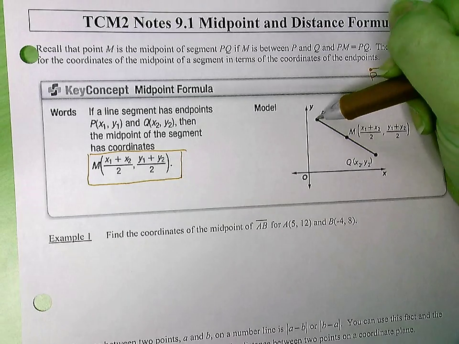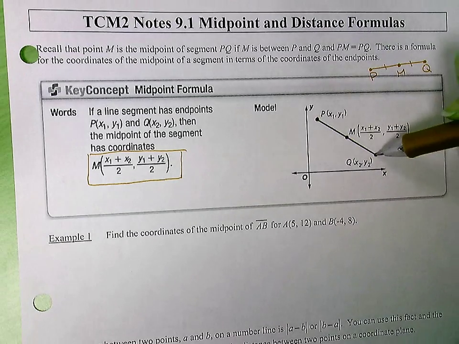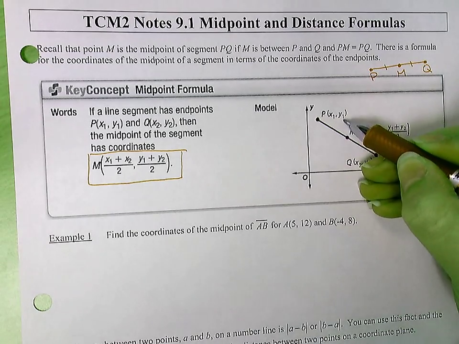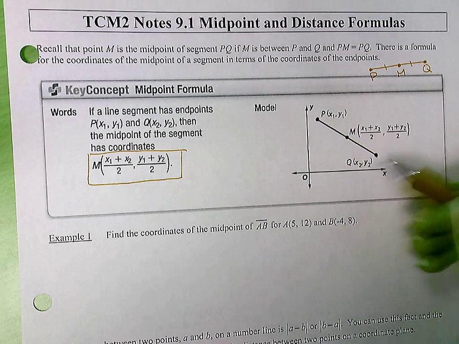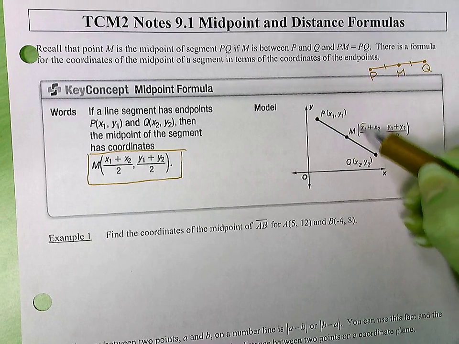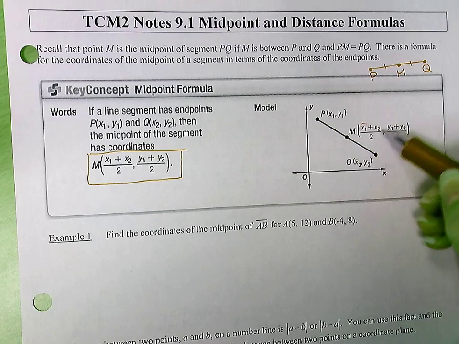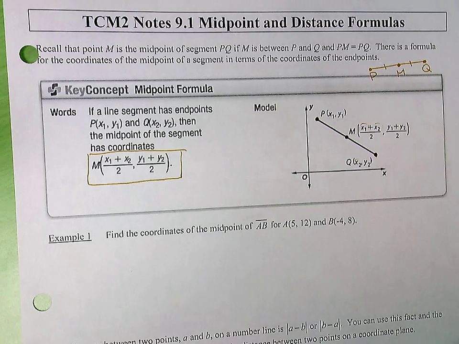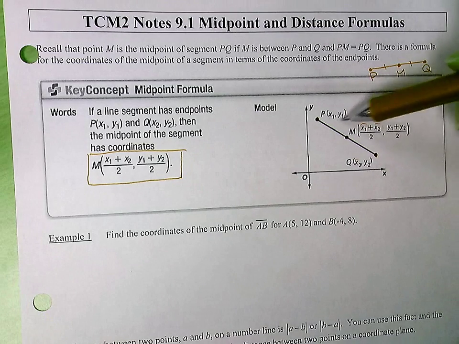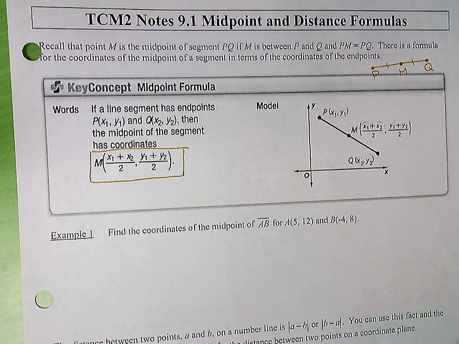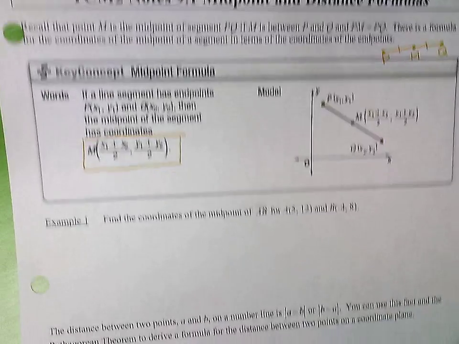Okay, so if I look at the picture here, I have point P and point Q. Point P has x sub 1 and y sub 1. Point Q has x sub 2 and y sub 2. You take that x sub 1, that goes here. X sub 2 goes here. So you're taking the x's from both points, dividing by 2. Same thing with the y's. Take the y from both points, add them together, divide by 2, you'll get the midpoint. Okay, so we'll do an example of this.